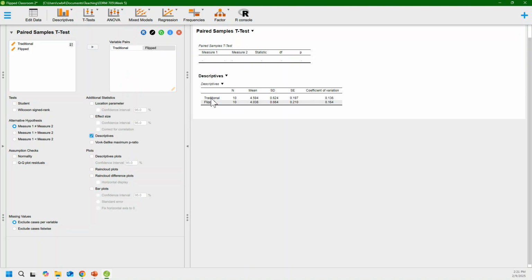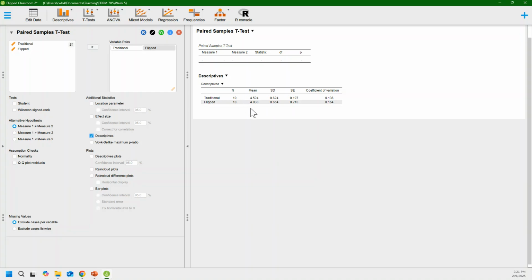Now I'm going to look at some descriptives here. I have the mean for my traditional. I have the mean for my flipped. I know my sample size, so I have the same number of observations in each group, so I don't have any missing data. I can see that the traditional has a larger mean than the flipped. I can get the standard deviation and some other things. What I'm going to do now is some normality checks, right? Notice here my sample size is 10 for both of these groups.